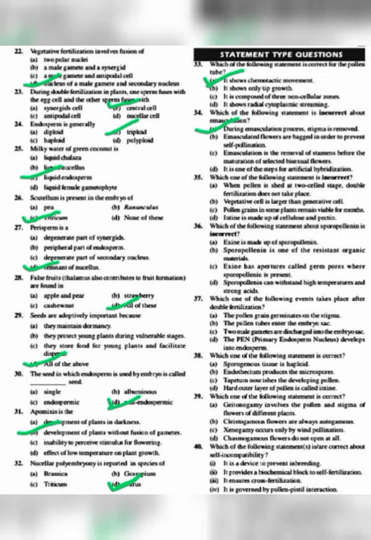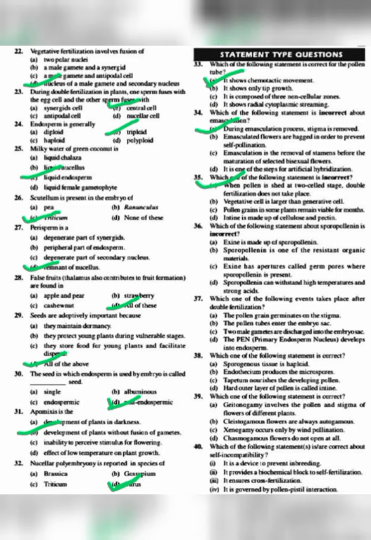35, what we know about this one? In over 60% of angiosperms, pollen grains are shed at the 2-cell stage. In the remaining species, the generative cell divides mitotically to give rise to 2 male gametes before the pollen grains are shed, that is the 3-cell stage. So, it is 35, it is coming A.